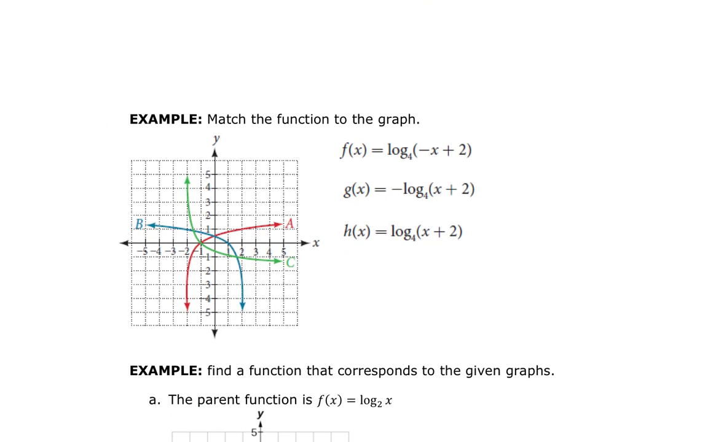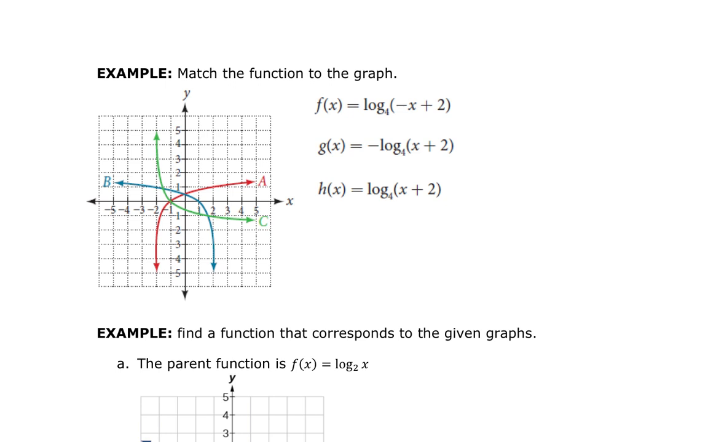So if I had to match my functions with the graphs here, what I would do is look to see what kind of transformations happened. Now this I would rewrite appropriately as the log base 4 of -1 times x minus 2. The reason I would do that is because now I can see this is a reflection over the y-axis and I'm going to move right 2. So a reflection over the y-axis and moves 2. So that means this must be B.